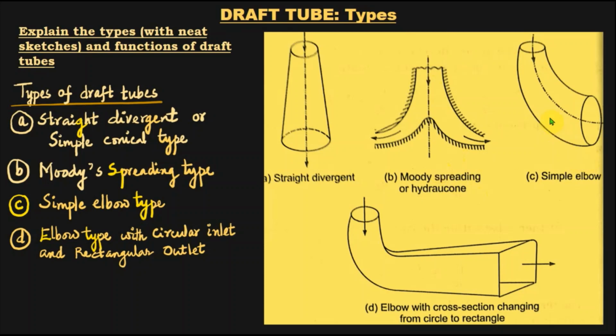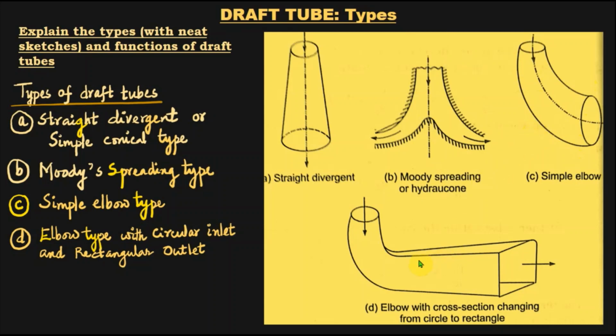Now, simple elbow type of draft tube. So, you have the circular inlet and circular outlet, and due to the bend, its efficiency rating is somewhat low, and this type of draft tube is reported to have efficiency in the range of 60% only.